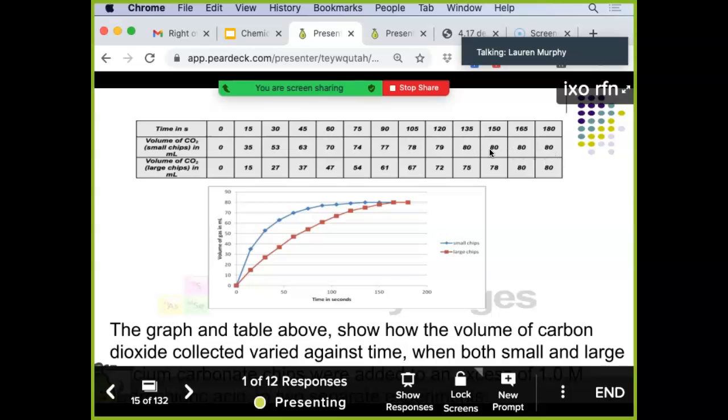Okay, so this reaction with the small chips happened quicker. Why? More surface area is going to speed up the reaction. In fact, look how steep this curve is. Look how quickly the gas was produced for the blue chips because of more surface area, as opposed to this guy, which kind of lagged behind. It didn't make gas as fast. Now, they all still ended up making the same amount, but one just went faster. Okay.